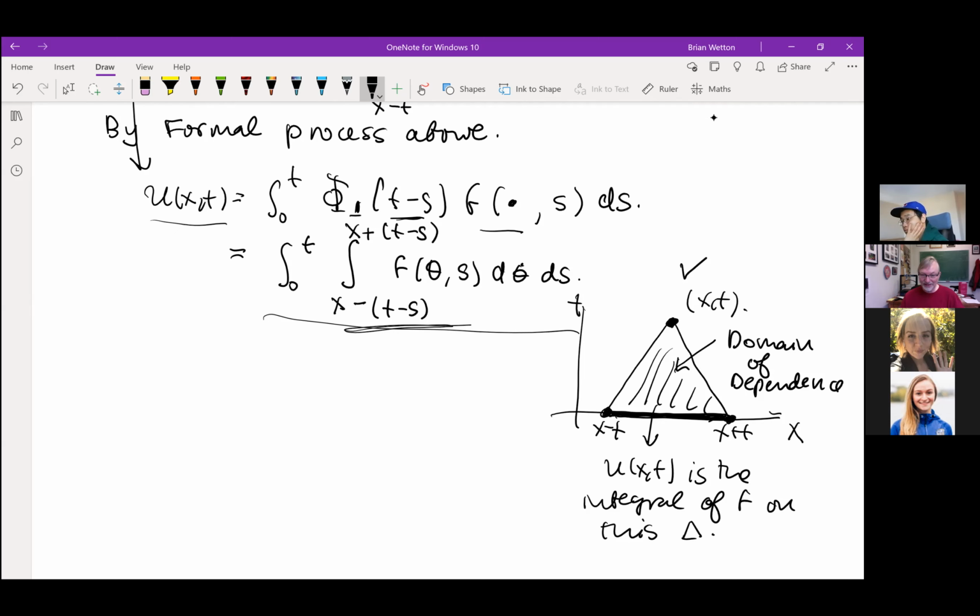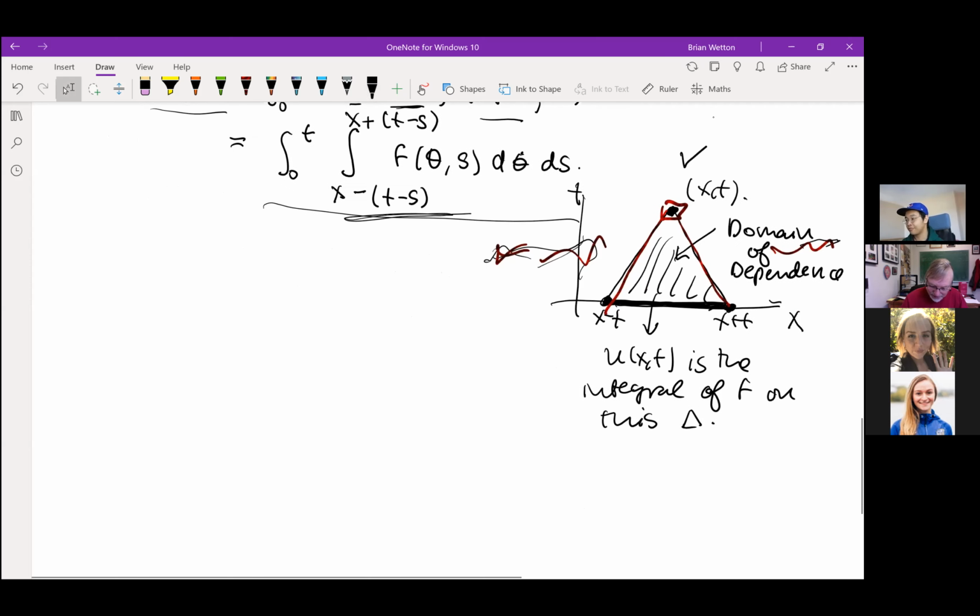And here, f can be anything out here. Anything at all. The world could be exploding out here, and it won't influence the value at this point. The only things that tell you what's happening here are in this triangle. So that's kind of interesting. That's very typical of hyperbolic problems, this very sharply defined domain of dependence.